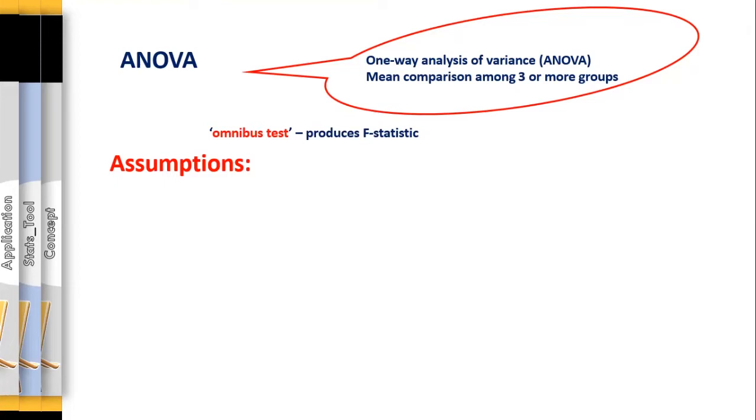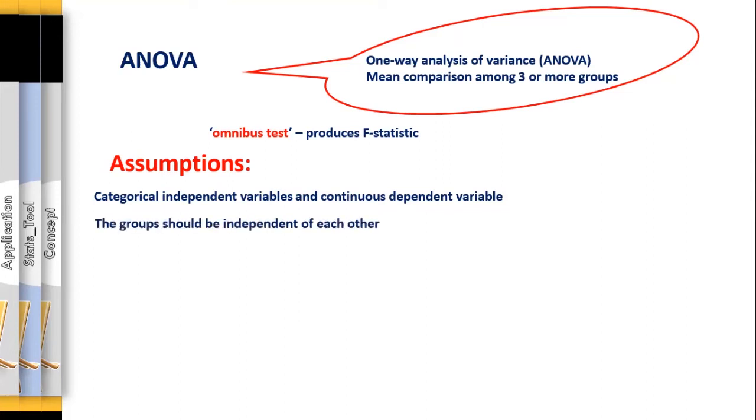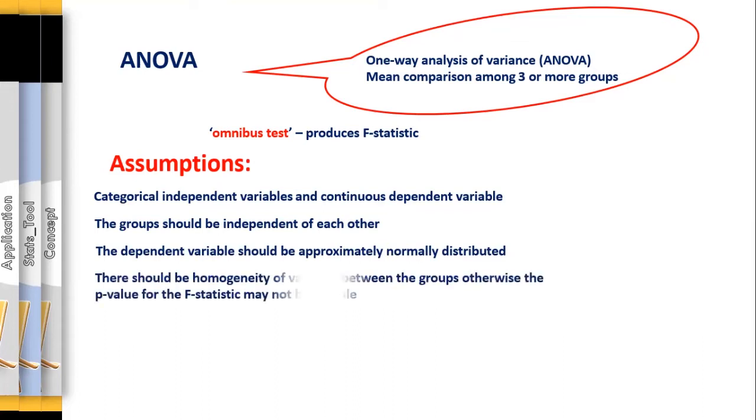Now, back to the assumptions that are considered when undertaking the Anova. One is the fact that the independent variable should be categorical in nature, whilst the dependent variable should be continuous in nature. Another assumption is that the groups or the categories of the independent variable should be independent of each other. Another assumption is that the dependent variable should be approximately normally distributed. That is to say, they should pass the test of normality. And finally, there should be homogeneity of variance between the groups. Otherwise, the p-value that will result for the F statistics may not be totally reliable.